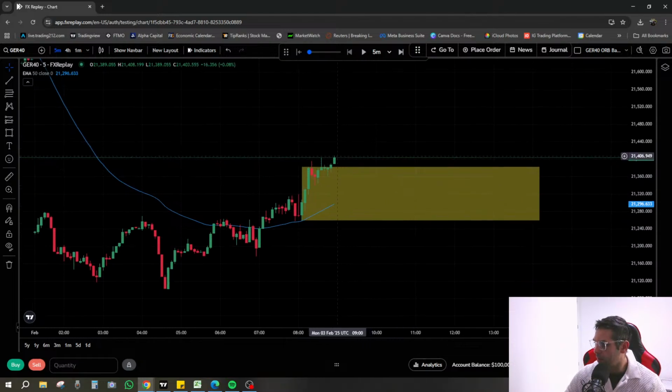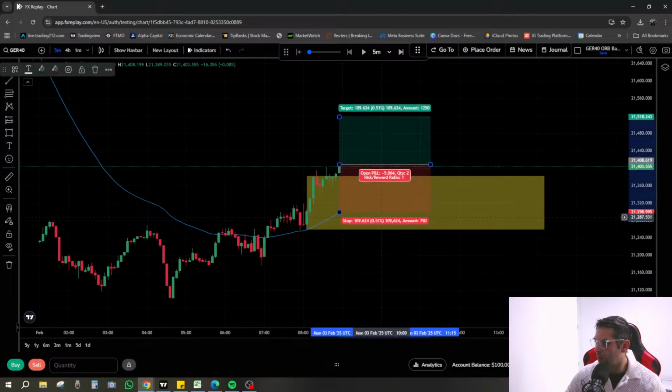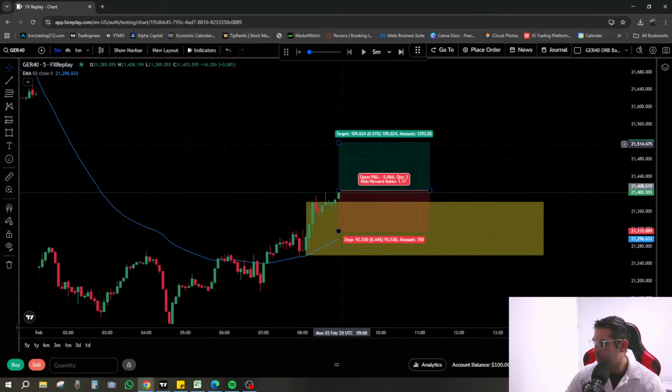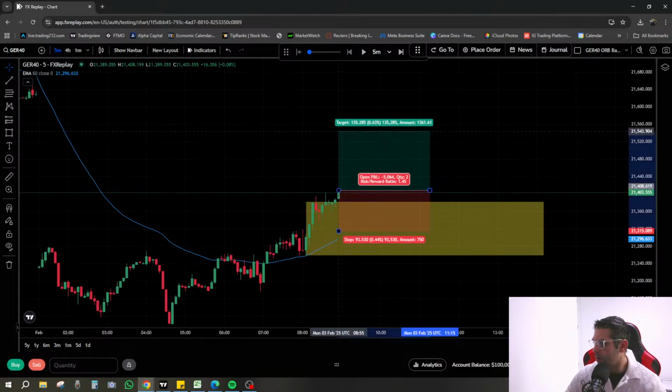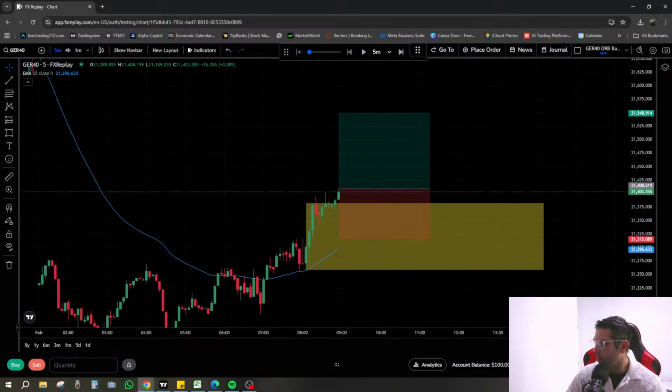This is where I place a buy order on the high of the candle with a stop loss at the middle of the trading range. I will aim for a 1 to 1.5 risk to reward, and see what happens next.